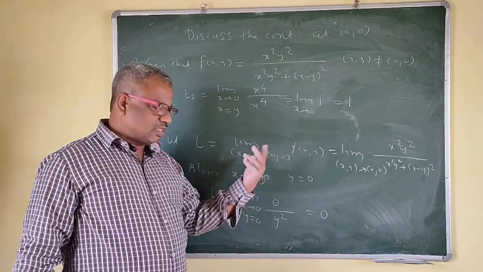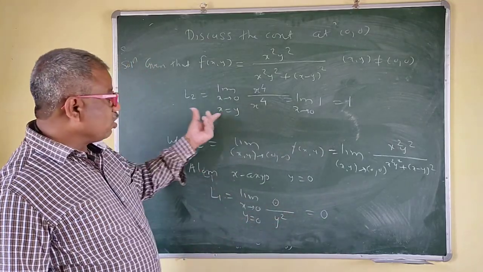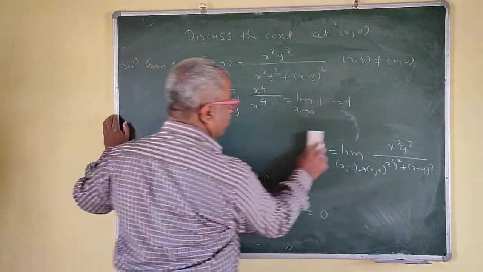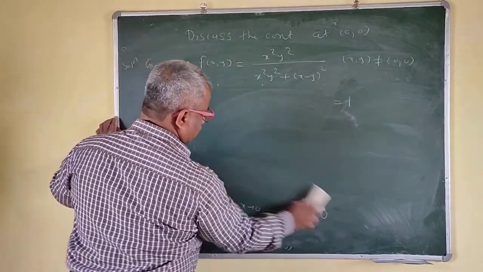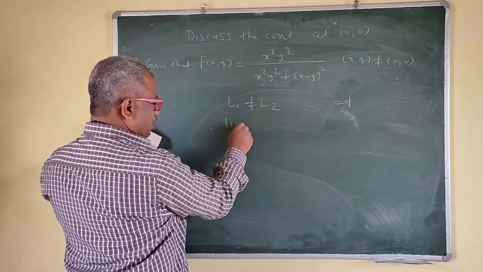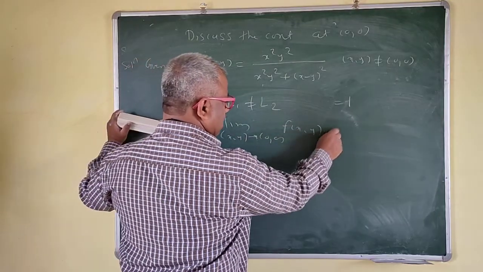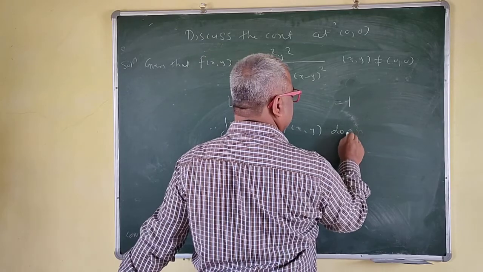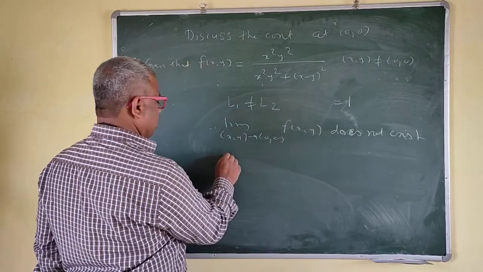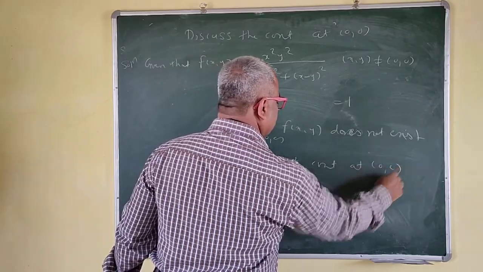And your L1 is whatever the limit along the x axis, limit along the y axis is, it is 0. So the limit along the x axis is 0, and the limit along the line x is equal to y is 1. So the limit along two different paths is different. Therefore L1 is not equal to L2. Therefore the limit as xy tends to 0, 0 of f of xy does not exist. So therefore f is not continuous at 0, 0.